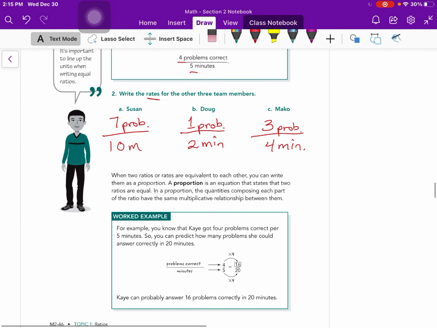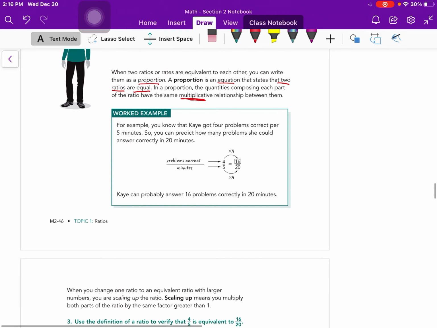When 2 ratios or rates are equivalent to each other, you can write them as a proportion. A proportion is an equation that states that 2 ratios are equal. In a proportion, the quantities composing each part of the ratio have the same multiplicative relationship between them, meaning you have to multiply something by each number to come up with the other. Here's an example. For example, Kay got 4 problems correct per 5 minutes. So you could predict how many problems she could answer in 20 minutes if you multiply each one by 4. So Kay would be able to answer 16 problems correctly in 20 minutes.